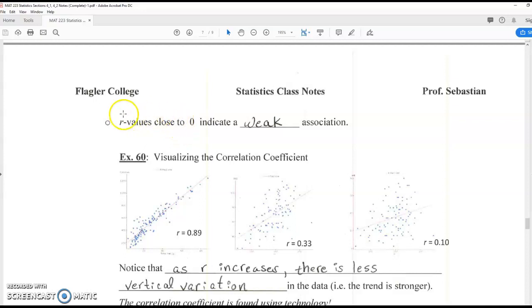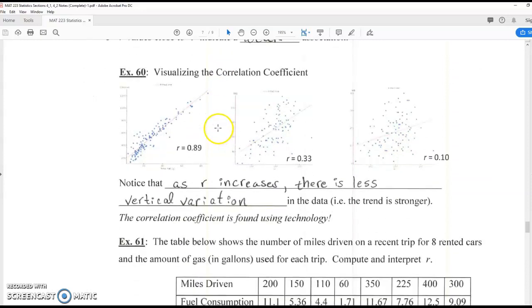So between -1 and 0, that's all negative correlations, but the closer to -1, the stronger it is, the closer to 0, the weaker it is. Between 0 and +1, those are all positive correlations, right, uphill. And the closer to 0, the weaker it is, the closer to 1, the more strong it is. So let's visualize that. These are comparisons where we have all positive correlations.